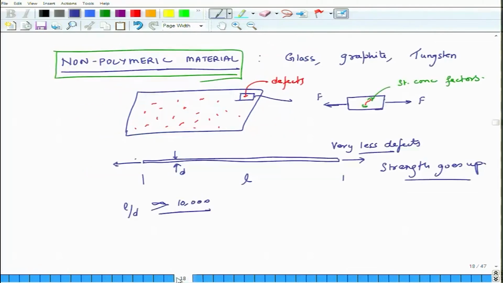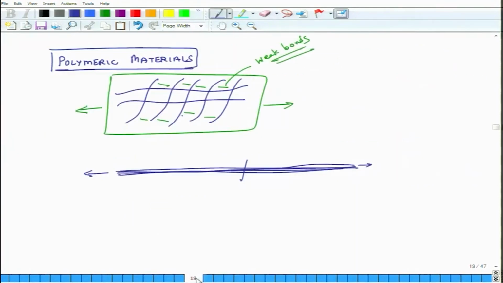So, we have looked at both the materials, polymeric materials and non-polymeric materials. An example of a polymeric material would be polyester.